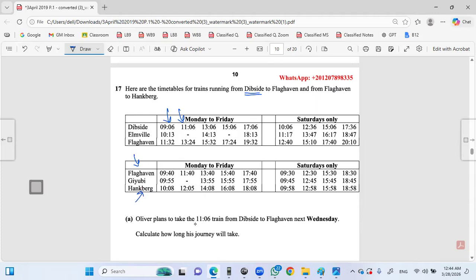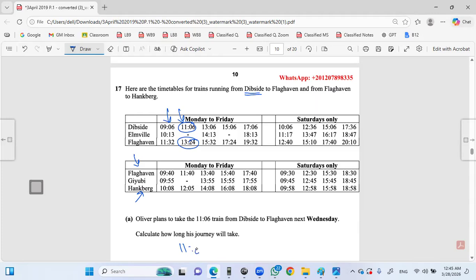Oliver plans to take the 11:06 train from Dipside to Flaghaven. So 11:06 to Flaghaven next Wednesday. So it is Monday to Friday. It is not Saturdays only, so we are doing it right. Calculate how long his journey will take.